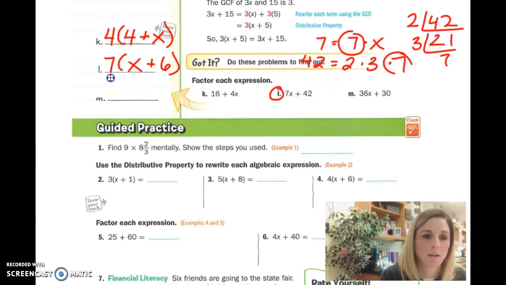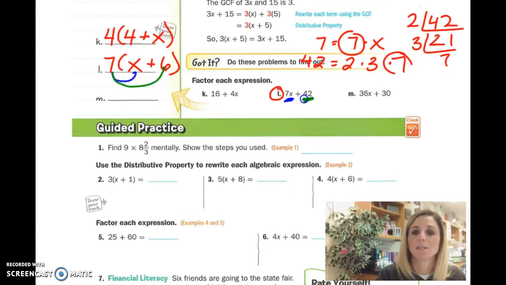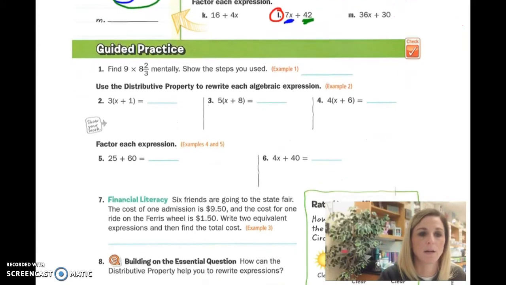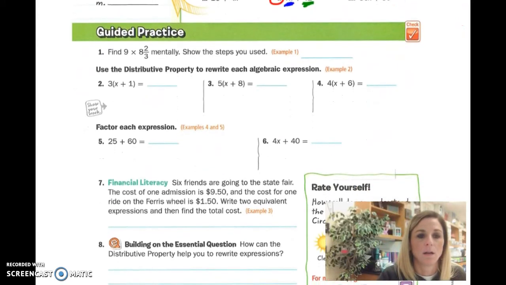Let's just double check to make sure that this lines up. So when I distribute that 7 to the x, I get 7x. And when I distribute that 7 with the 6, I get 7 times 6, which is 42. Okay? All right.